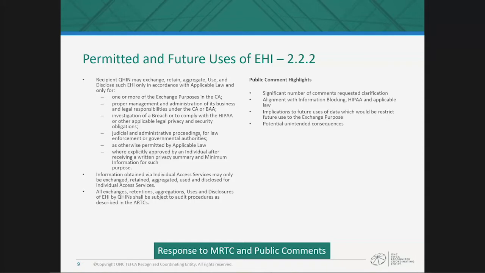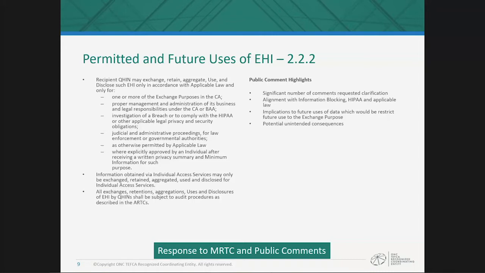All right, and there was a specific question early on about this future use. So the MRTCs specifically address this and say that a QHIN, a recipient QHIN that receives EHI, is permitted to further exchange it or hold on to it, retain it, aggregate it, use and disclose that EHI only in accordance with applicable law, which is always in place, and only for the following, and then we have the sub-bullets.